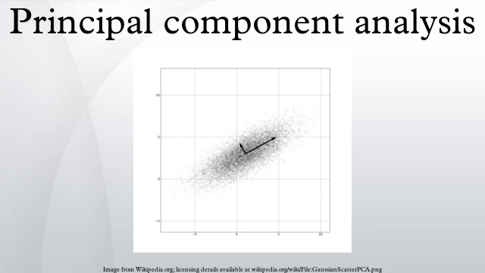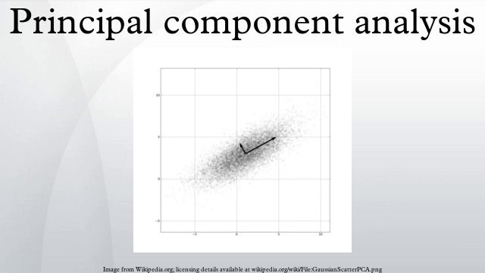Principal component analysis is a statistical procedure that uses an orthogonal transformation to convert a set of observations of possibly correlated variables into a set of values of linearly uncorrelated variables called principal components. The number of principal components is less than or equal to the number of original variables. This transformation is defined in such a way that the first principal component has the largest possible variance, and each succeeding component in turn has the highest variance possible under the constraint that it is orthogonal to the preceding components.